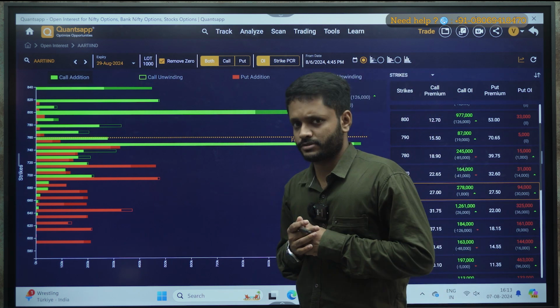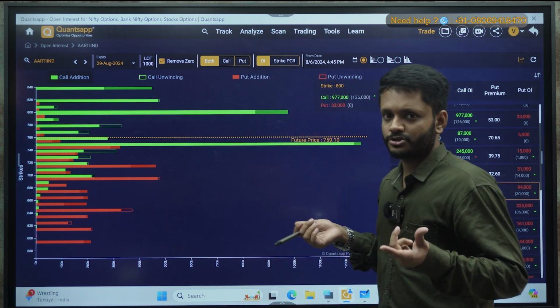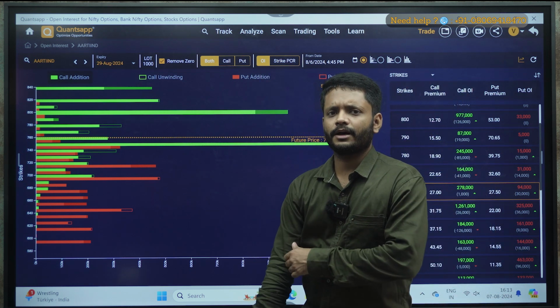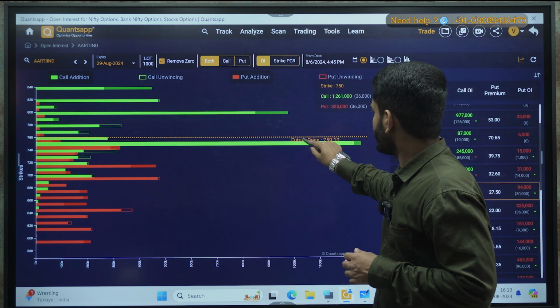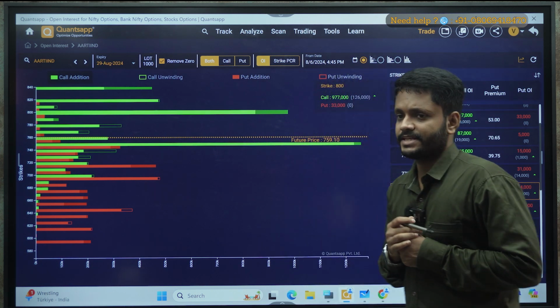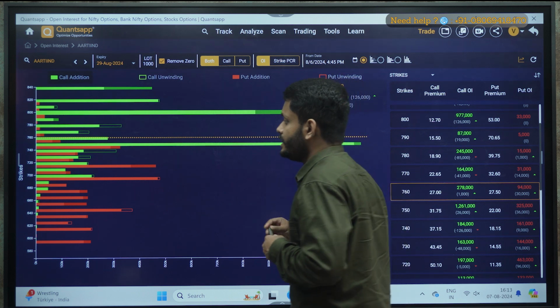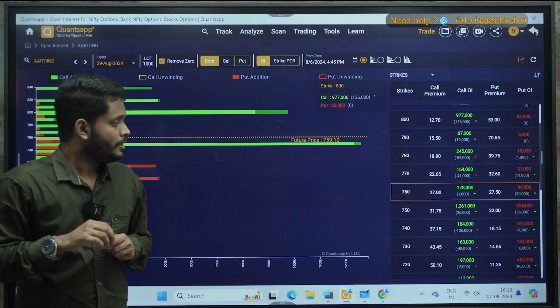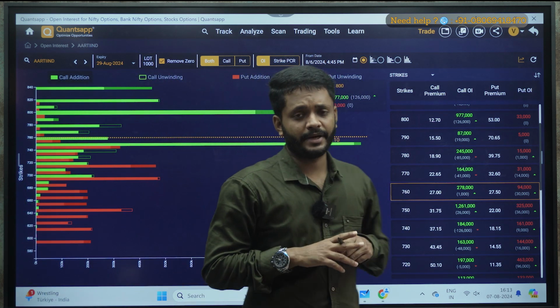There are 187 FNO scripts, so manually checking each and every stock is difficult. So once you can go and filter out from the trap indicator, you can check, okay, at 750 levels call writers are getting trapped. Now the next target is 800 levels at Aarti Industries, correct? So this is fine.